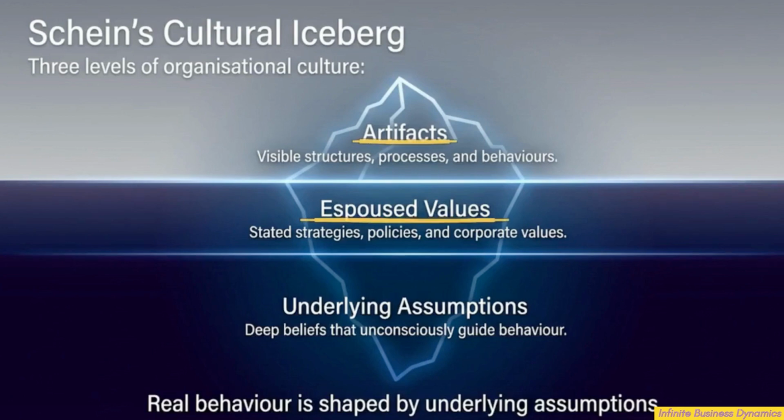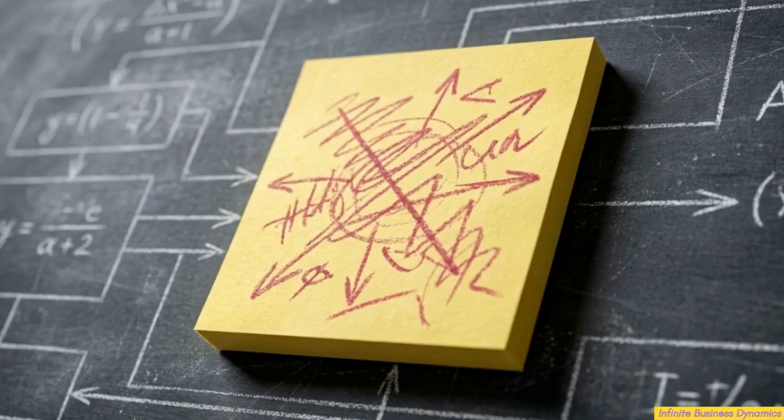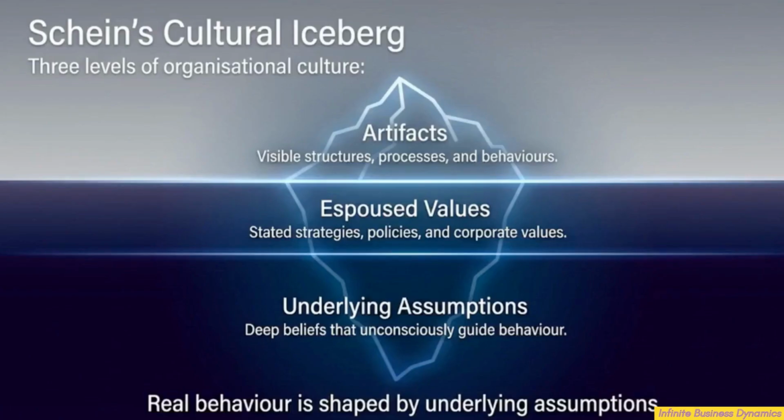The visible tip highlights the artifacts and espoused values. These espoused values represent the official corporate policies and stated strategies. However, they rarely reflect the reality of how the company actually functions day to day. Actual employee behavior is driven by the massive submerged block you see below the waterline, underlying assumptions. These are deeply held unconscious beliefs that never appear in a strategy document.